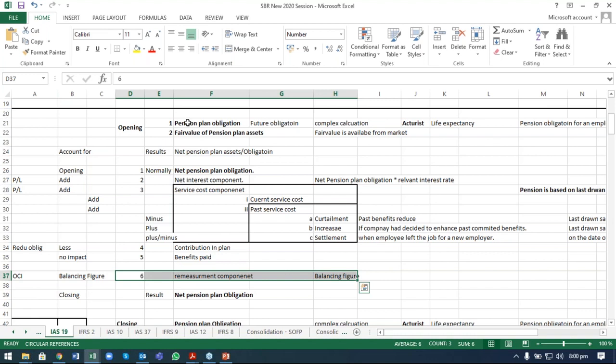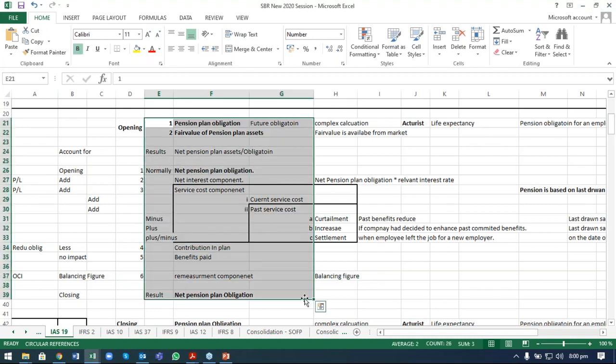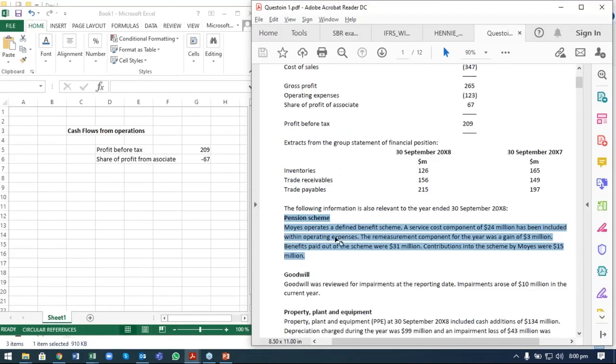So this remeasurement component has no impact. Now we'll be moving back to our question, because we have identified how this IAS 19 standard actually works. Now if you look into it, MOYOs operate a defined benefit scheme. A service cost component of 24 million has been included within the operating expenses.